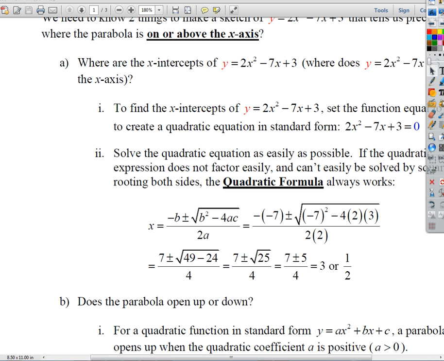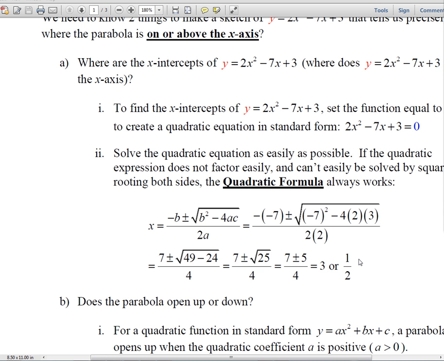And if I do that, I'm going to get the answers. Let's see. I know that a is 2, b is -7, c is 3. If I plug all that stuff in and just simplify, it ends up boiling down to 7 plus or minus the square root of 25, over 4. Square root of 25 is just 5. So 7 plus or minus 5 over 4. Well, 7 plus 5 is 12, divided by 4 is 3. 7 minus 5 is 2, divided by 4 is 1/2. So my two x-intercepts are going to be x equals 3 and x equals 1/2.